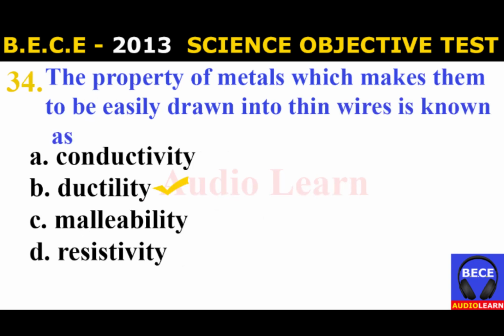Number 34. The property of metals which makes them to be easily drawn into thin wires is known as A. Conductivity, B. Ductility, C. Malleability, D. Resistivity. And the answer is B. Ductility. The property of metals which makes them to be easily drawn into thin wires is known as ductility.